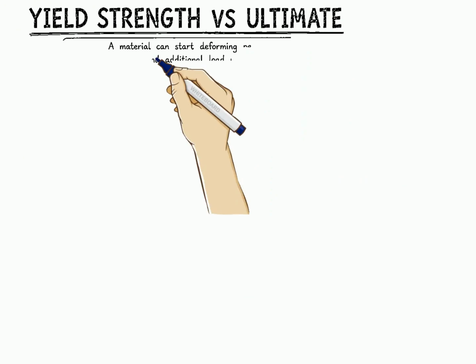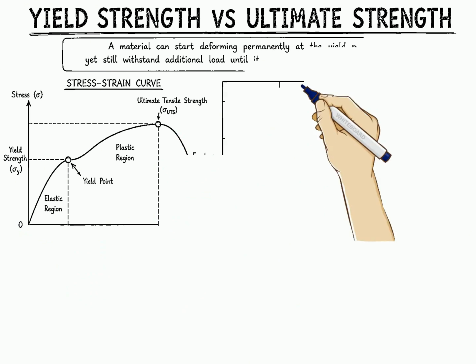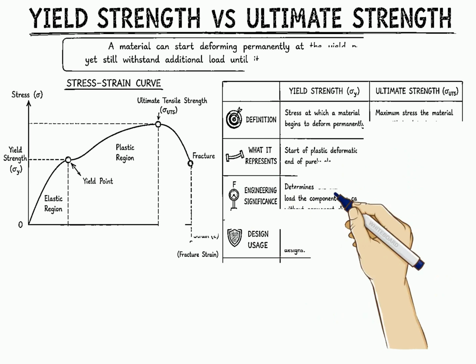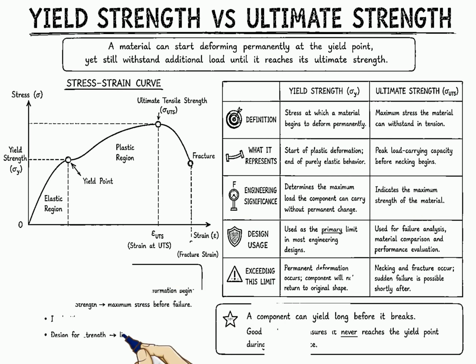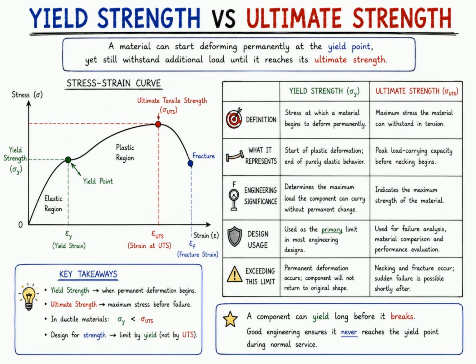Yield strength marks the beginning of permanent deformation. Ultimate strength marks the maximum stress reached during loading. Between these 2 points lies the plastic region, where the material continues to deform while still carrying additional load. In ductile materials, this region provides warning before failure and improves structural reliability.